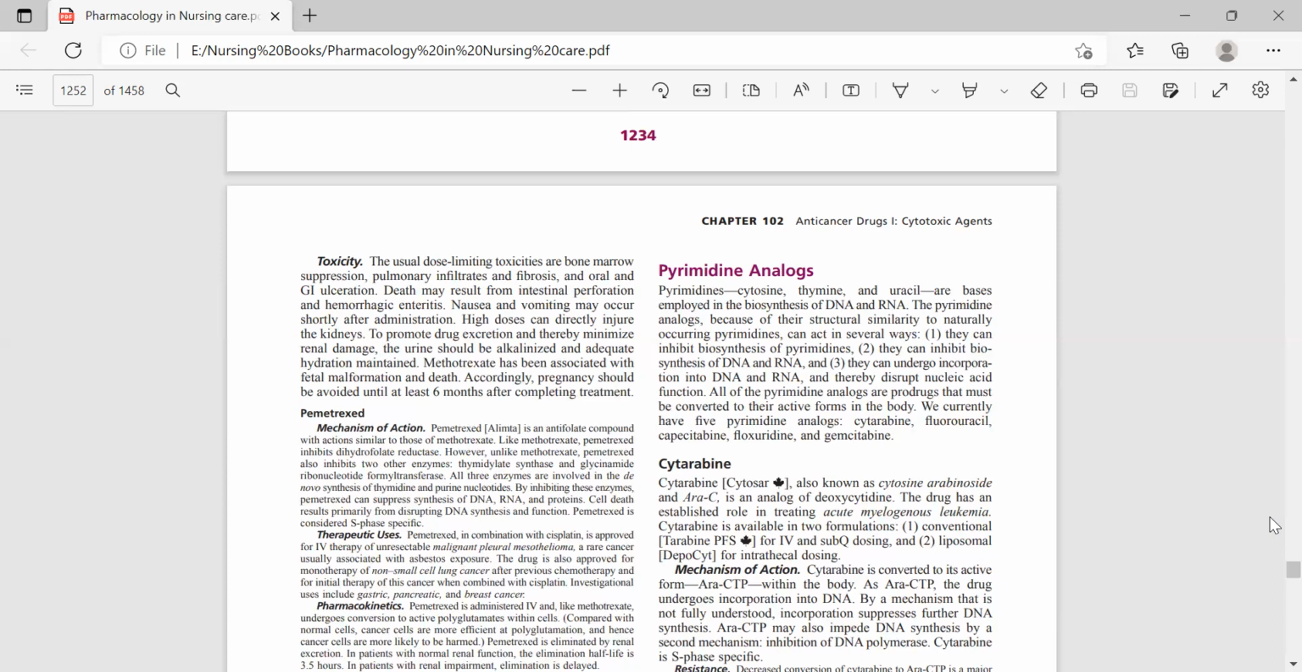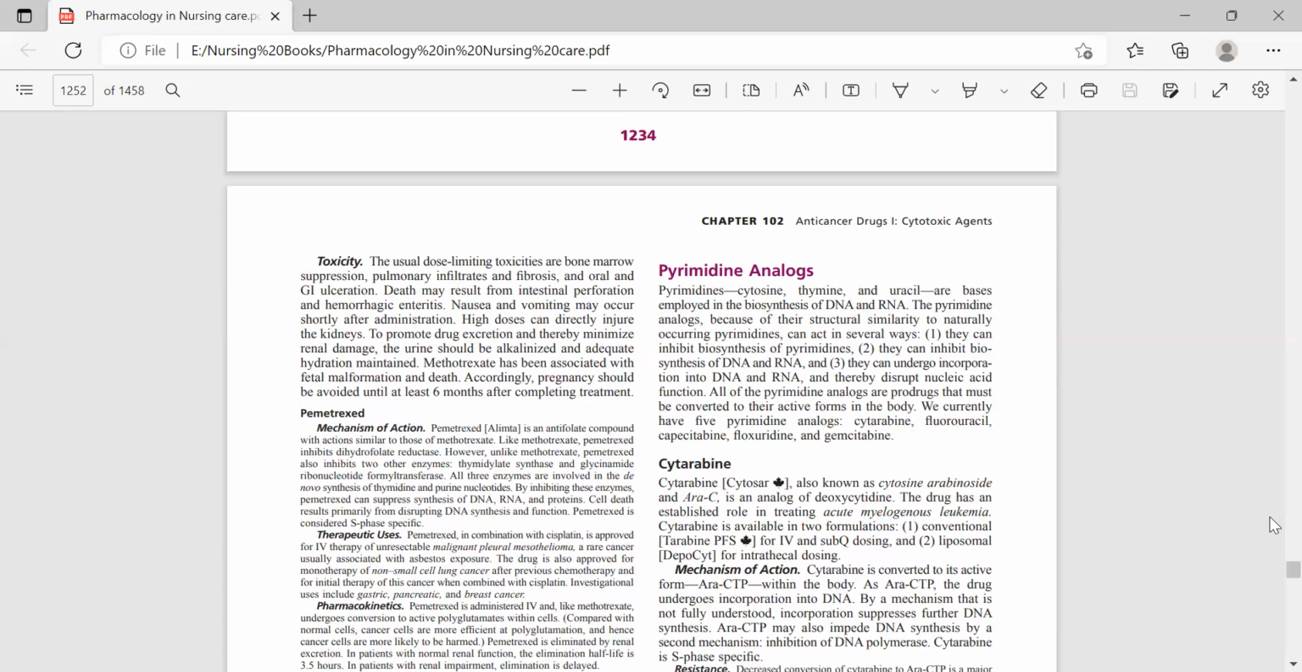Cytarabine, also known as ARA-C, is an analog of cytosine, so it is also known as cytosine arabinoside, and it is an analog of deoxycytidine. The drug has an established role in treating acute myelogenous leukemia, that is AML, and it is available in two formulations: the conventional one, with IV and subcutaneous routes of administration, while liposomal cytarabine is used as intrathecal dosing.